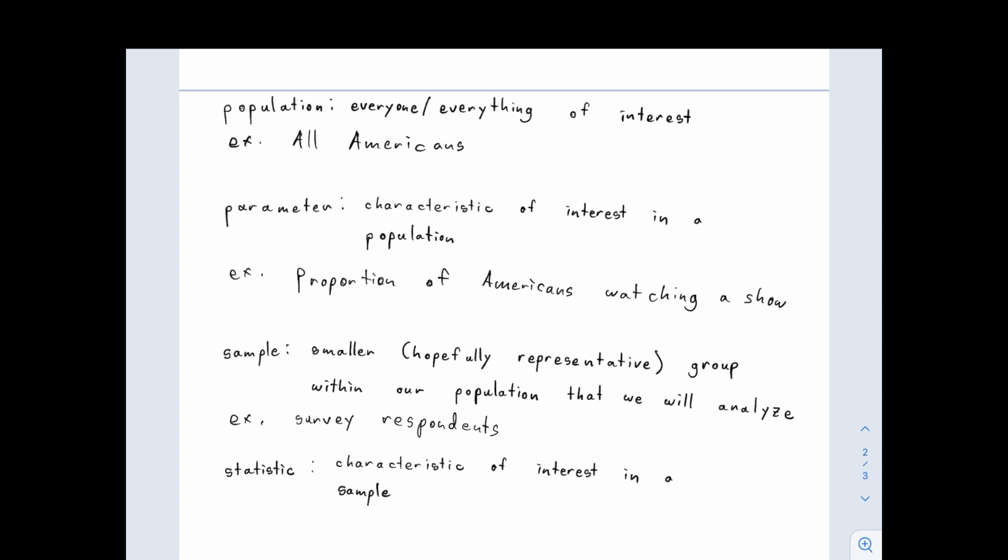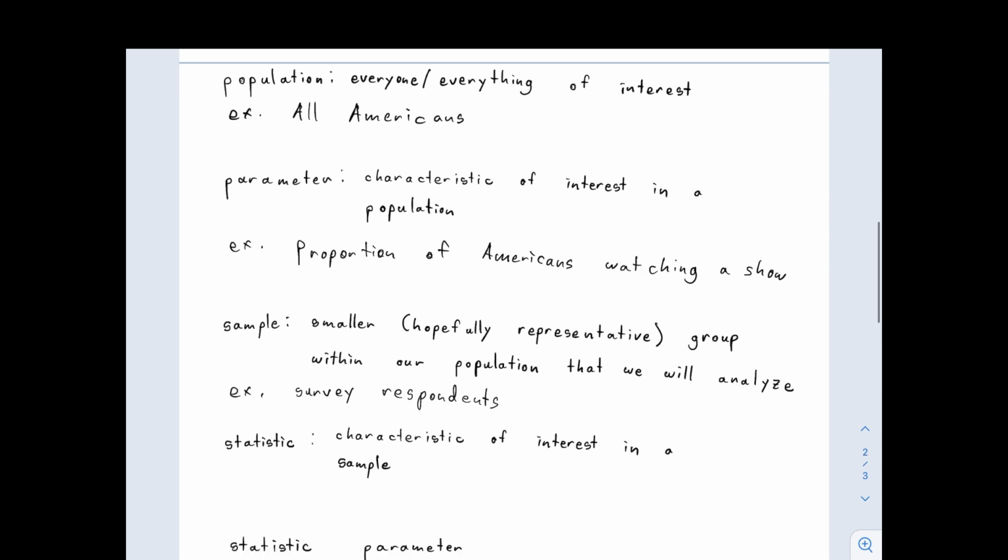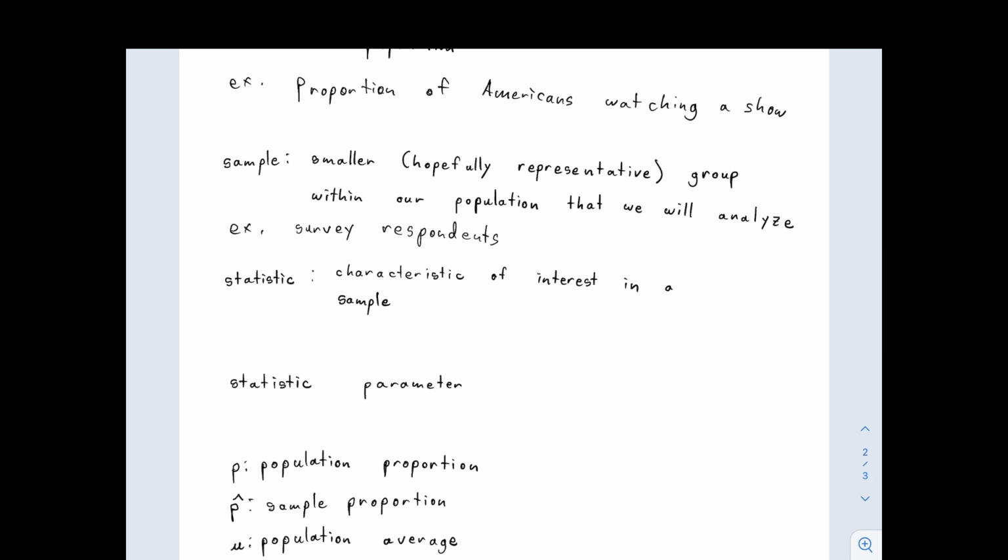And the characteristic of interest that we observe within our sample is called a statistic. So as an example, the proportion watching a show. Proportion, let me emphasize, of our sample watching a show.